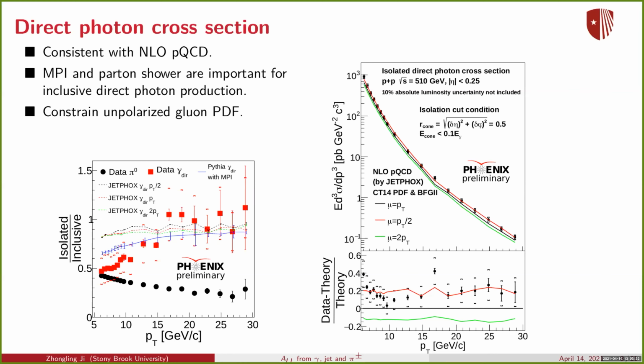We can see PYTHIA overestimates the data, but it's much better than the JETPHOX prediction. This is because JETPHOX is only a partonic level generator, and it overestimates the data a lot. Including multi-parton interaction and parton shower, such as in PYTHIA, is important for the inclusive direct photon production and to get the correct ratio. This can constrain the unpolarized gluon PDF.